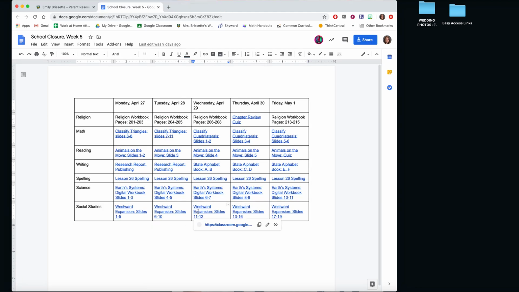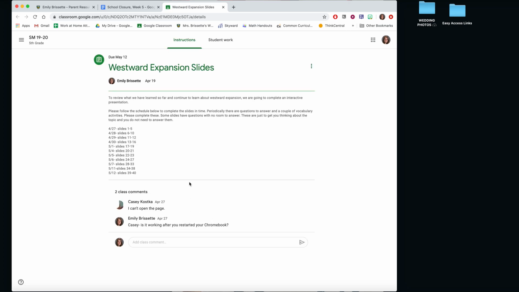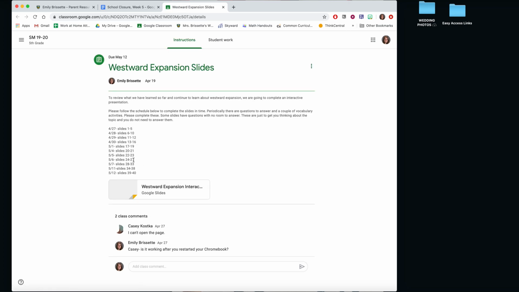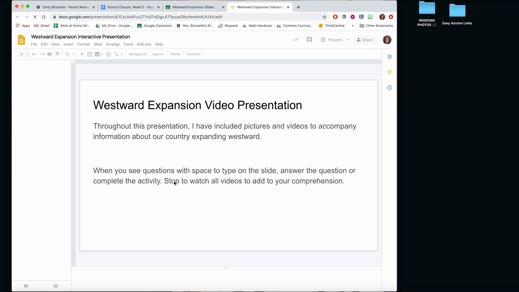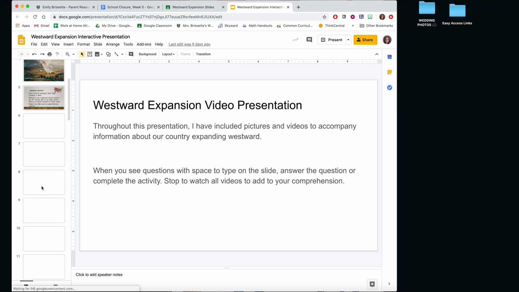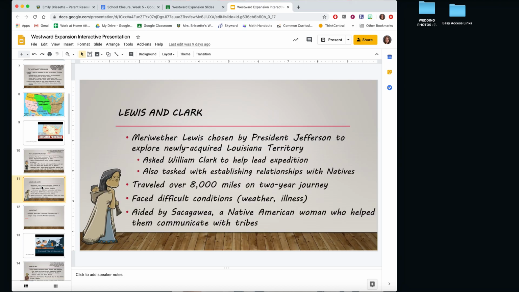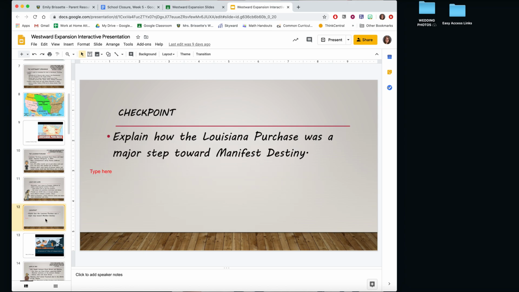For social studies, we're continuing with expansion, and we're on slides 11 and 12. There it is. We've talked about the Louisiana Purchase, and now we want to chat about Lewis and Clark. We have a slide here to read about Lewis and Clark. You guys have done an assignment already about Lewis and Clark, so I didn't put too much additional information in there. And then you have one question to answer.